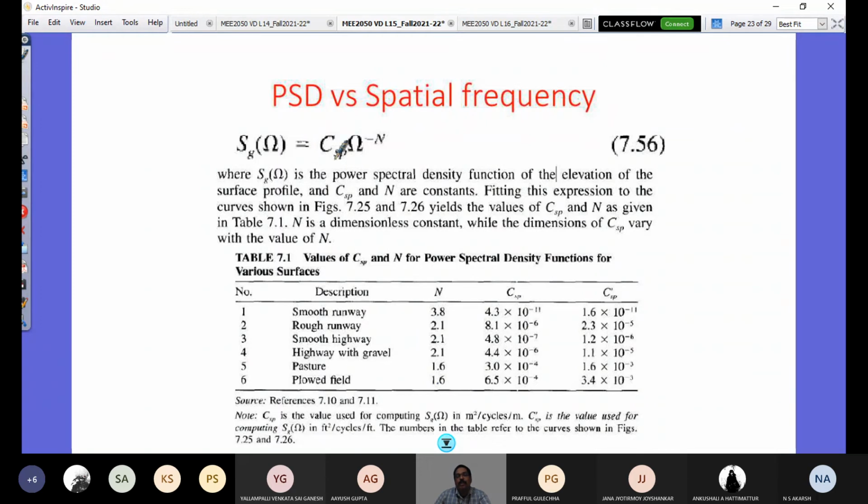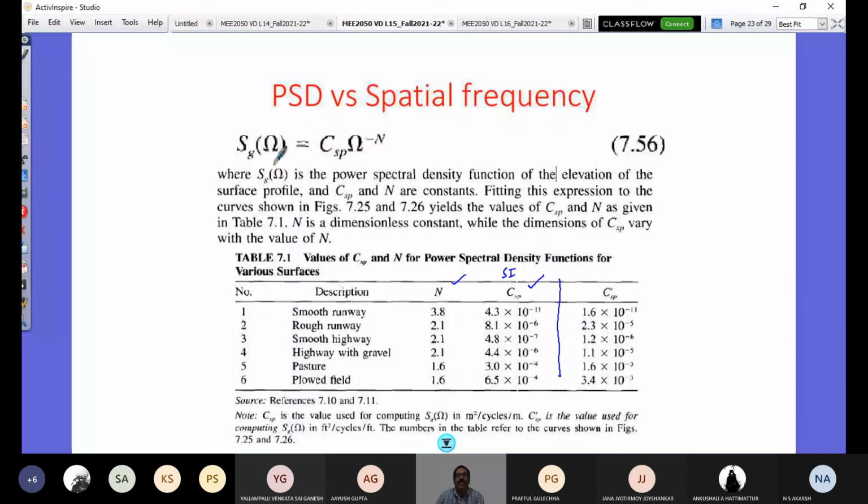And you have the C_SP coefficient value given here in SI units, and given here as SP dash to get it in feet square per cycles per feet, right? So we will focus on these two data. So having this equation SG of omega, putting this value here and with this exponent value here, I would be able to generate, varying this omega, my road data.